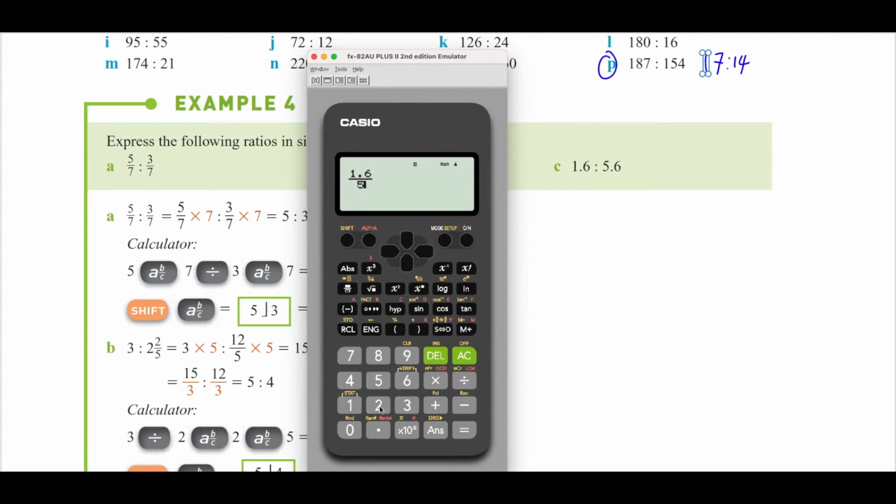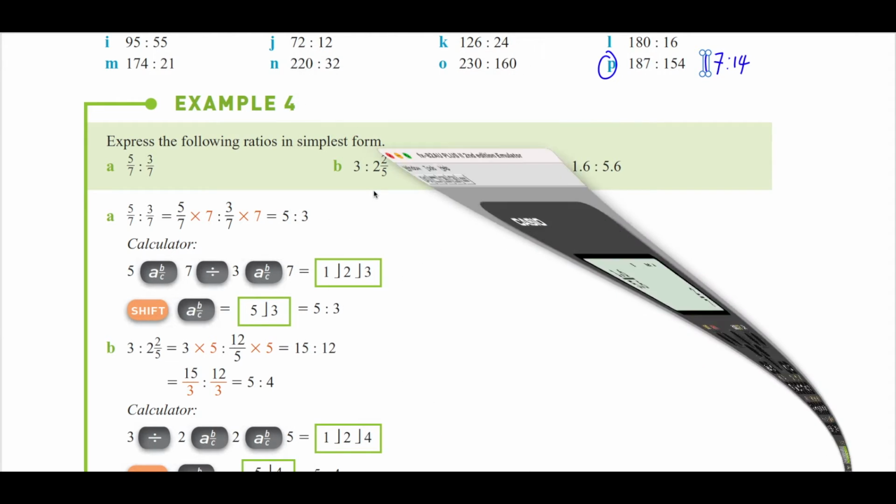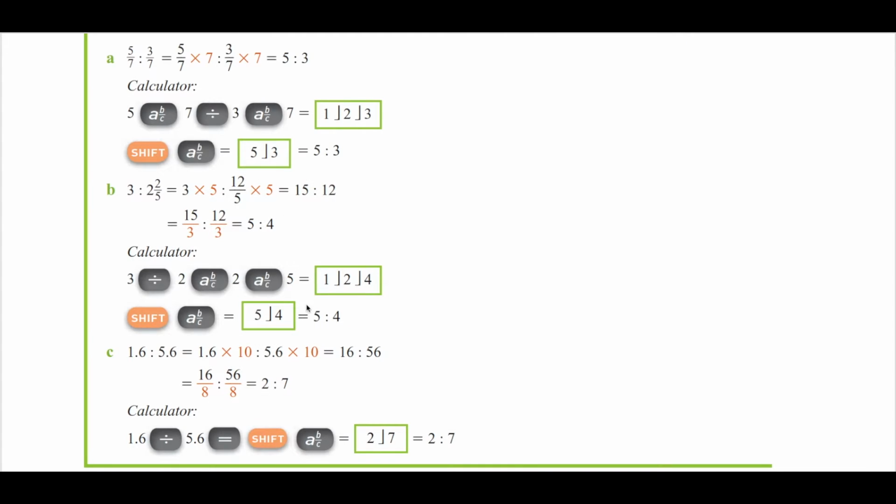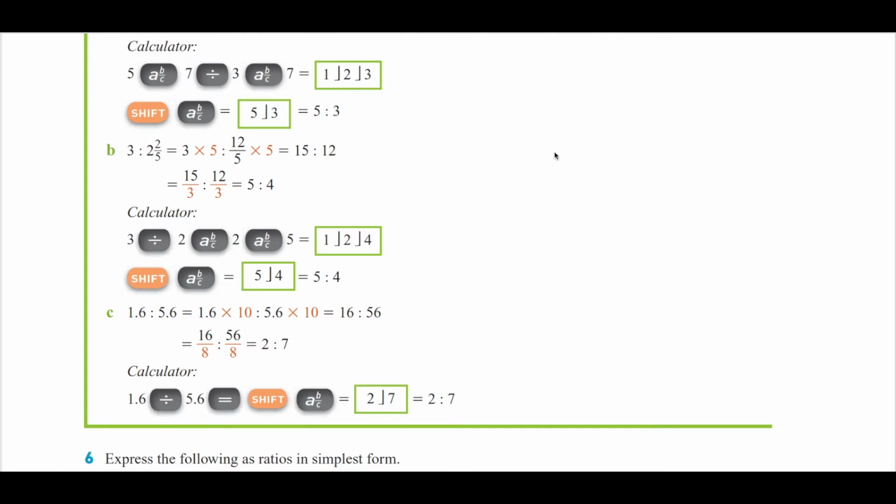So 5.6, what do you get? Okay, turn this into a fraction. 2 to 7, right? So that's your answer. Make sure you click this button to convert it to a fraction. And let's check the answer. 2 to 7, you see? So like I said, you don't need to waste time and try to do all this stuff. You can just type it onto your calculator, save you lots of time.